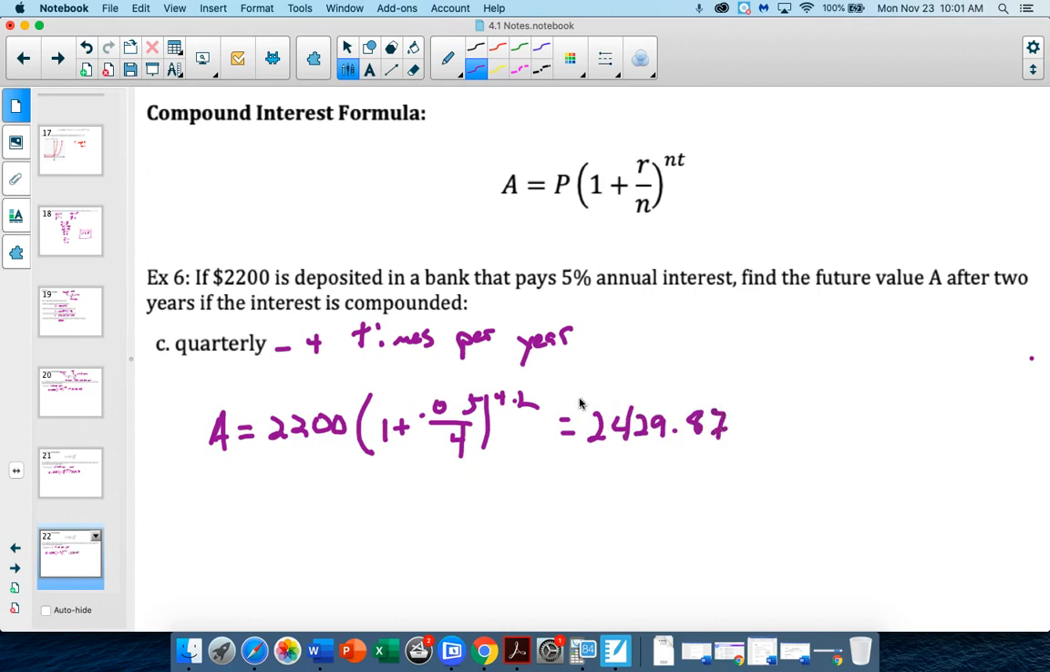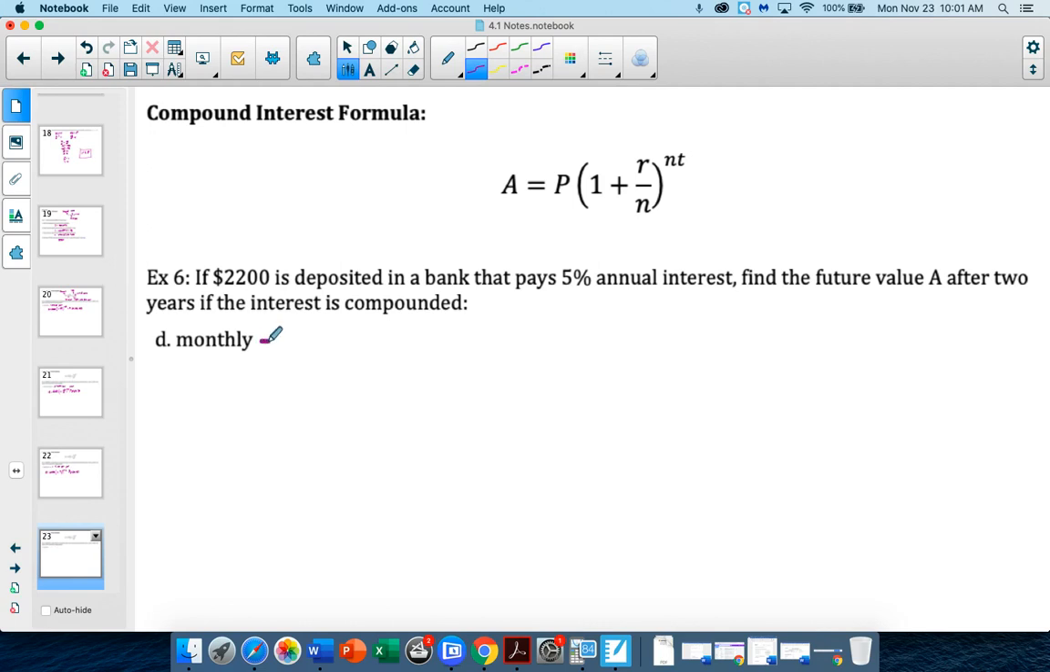Now, I guess I should mention compounding just means this is when they're calculating the interest, right? So if we do it once a year, twice a year, 4 times a year, right? Let's do it monthly, right? Well, every month would be 12 times per year, right? So I'm plugging in 12 for n. Again, same formula. So 2200 times 1 plus 0.05 over 12 to the 12 times 2 power.